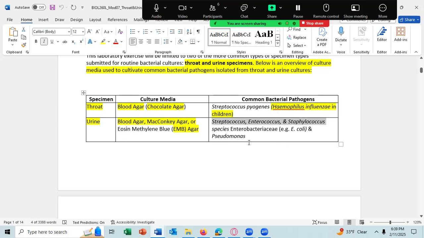But we also have pathogens of family Enterobacteriaceae, particularly E. coli, and then the Pseudomonas family. And these two families are gram negatives. The number one species causing a urinary tract infection is E. coli.